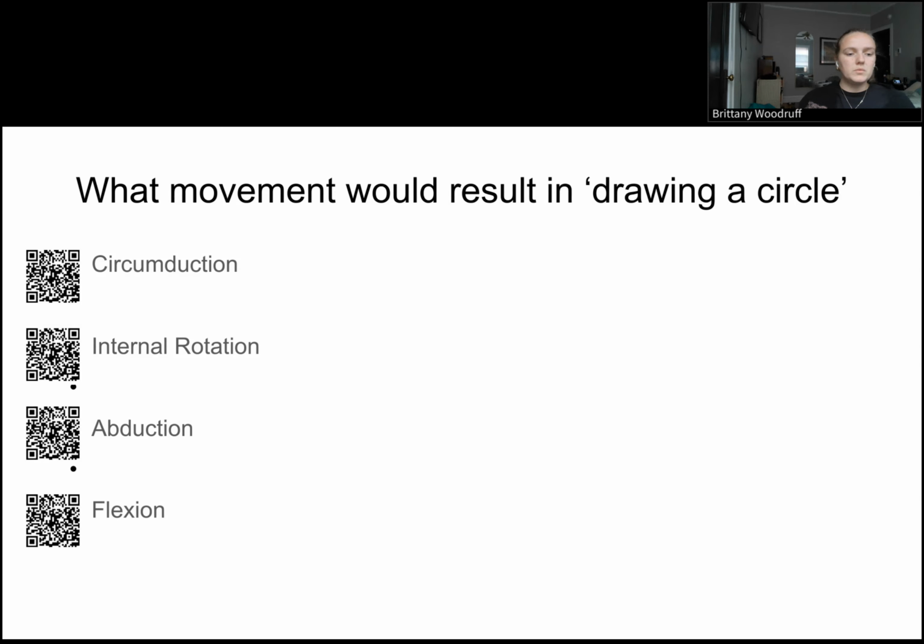Yeah, so circumduction, right? Take a pen in your hand, draw it. Circumduction. Okay? Internal rotation, you're turning towards the midline. But if I do internal rotation, it doesn't draw a circle. Okay?